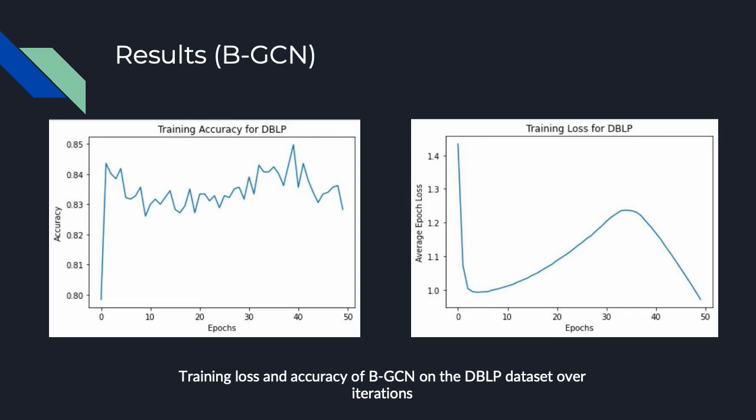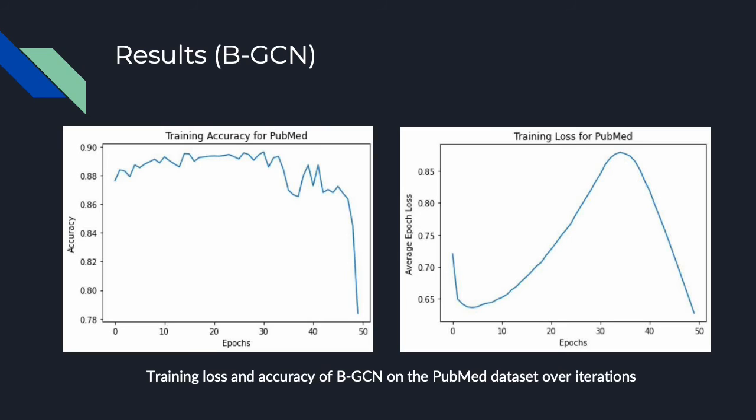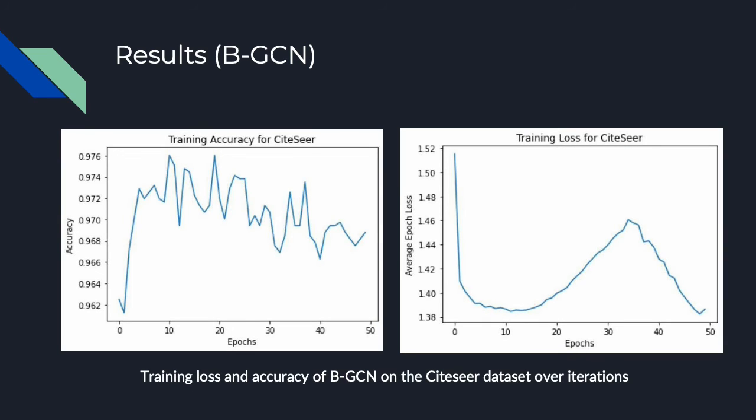Here are the training accuracy and loss plots for our model implementation using the DBLP dataset. Here are the results for our model using the PubMed dataset. Finally, here are the training accuracy and loss curves for our model using the CiteSeer network dataset.